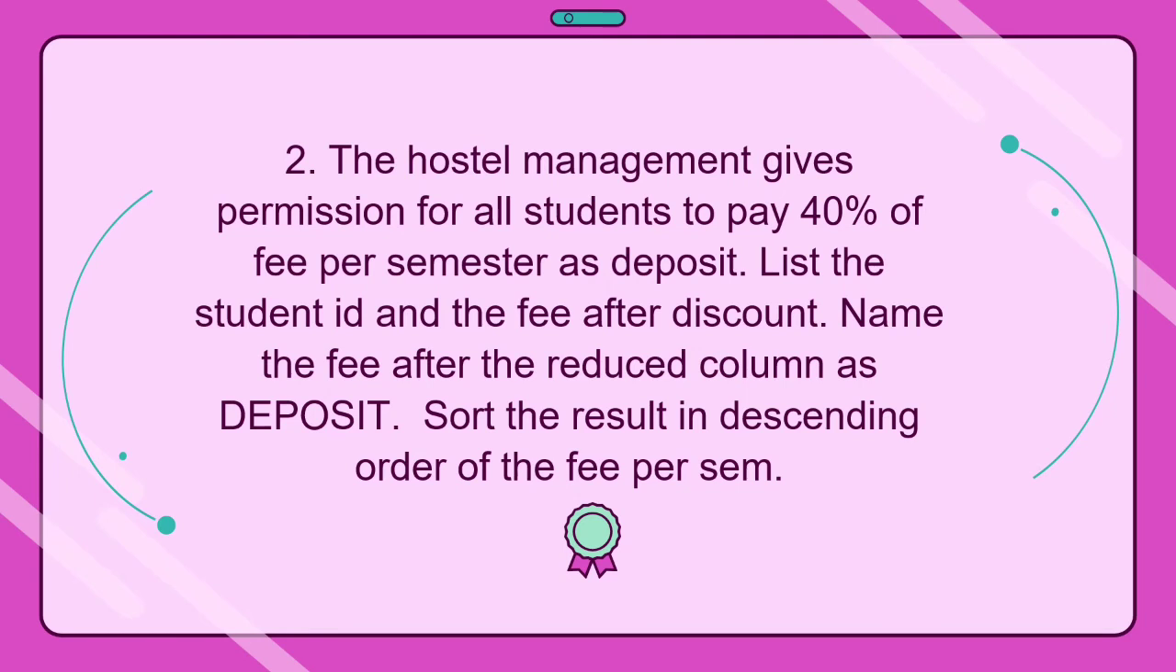Question 2. The hostel management gives permission for all students to pay 40% of fee per semester as deposit. List the student ID and the fee after discount. Name the fee after the reduction column as deposit. Sort the result in descending order of the fee per sem.